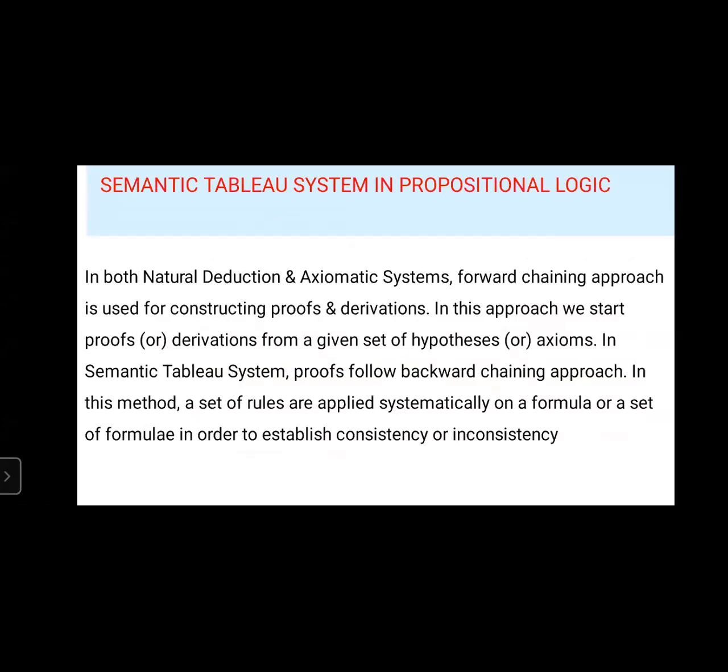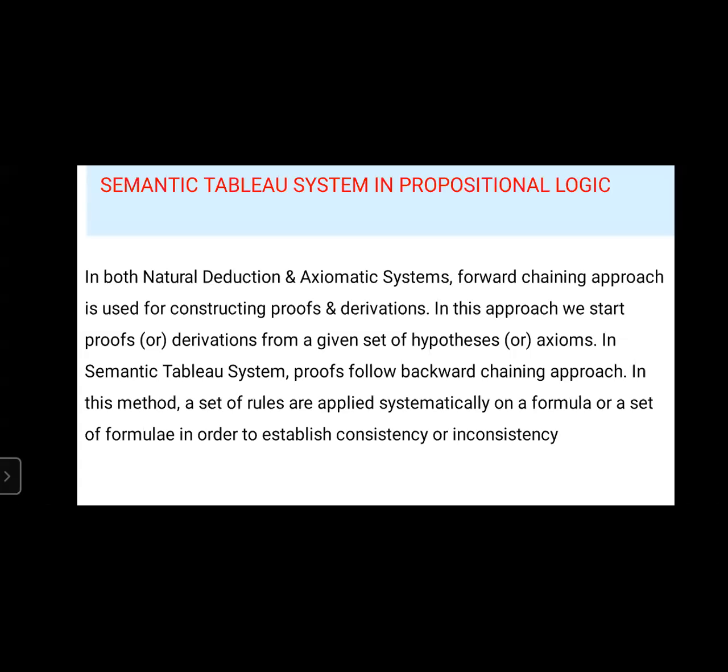Next topic is the semantic Tableau system in propositional logic. In both of these NDS and axiomatic systems, the forward chaining approach is used for constructing proofs and derivations. Forward chaining means from start state, you will go to goal state. Backward chaining means from goal state, you're going to get start state. Start state to goal state means forward chaining. Goal state to start state means backward chaining.